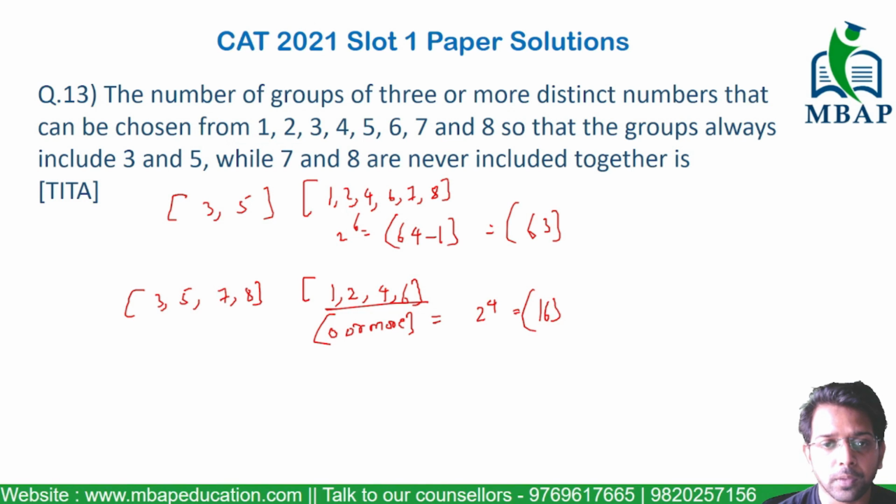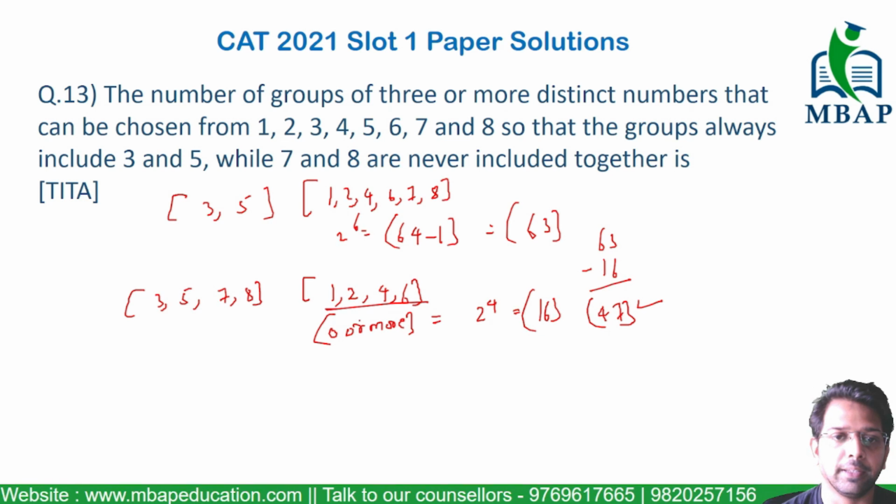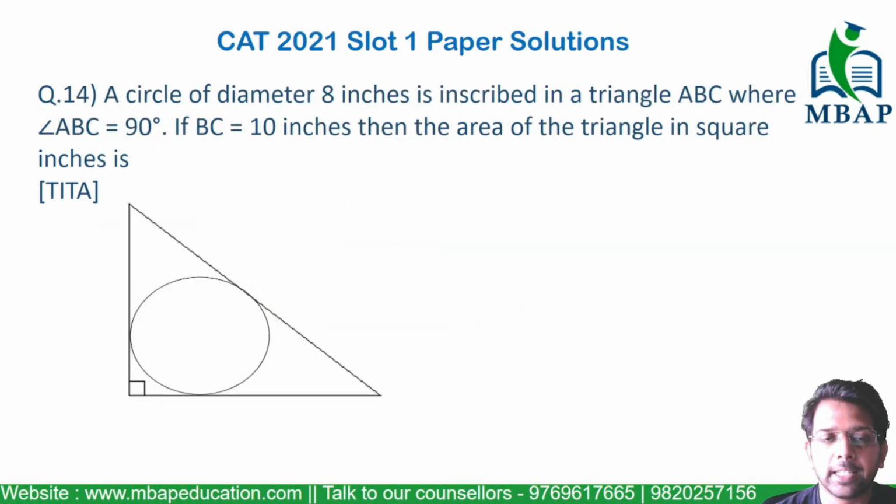And what is the question? The question is you have to remove all those instances where 7 and 8 have been taken together. So the leftover value will be the final answer, which is 63 minus 16, which should be equal to 47. And hence the answer for this question would be as simple as 47 finally. Let's take the next question.